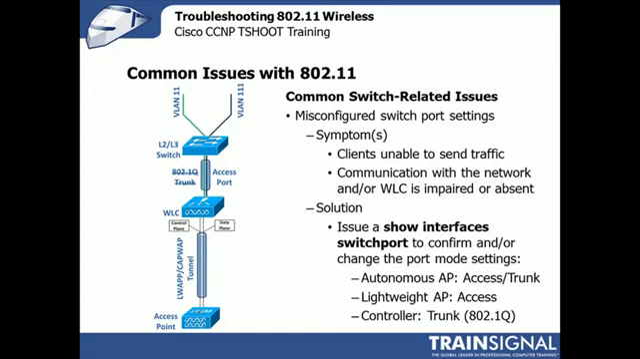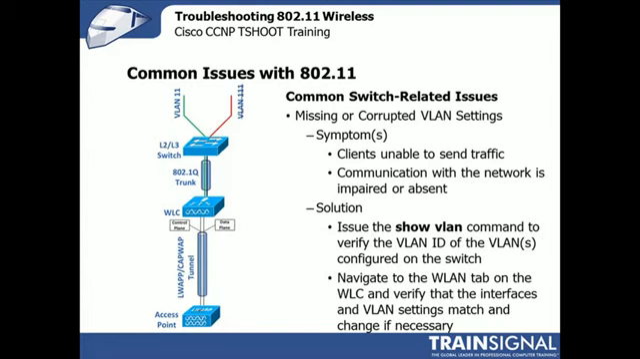Now, on an autonomous AP, if you want multiple VLANs, you have to configure it as an 802.1q trunk. Not ISL, but 802.1q. And the controller must be configured using a trunk connection. You may get a partial connection with an access link, but ultimately that's where your problems lie. So always make sure you have the right connection between your wireless LAN controller and your access point.